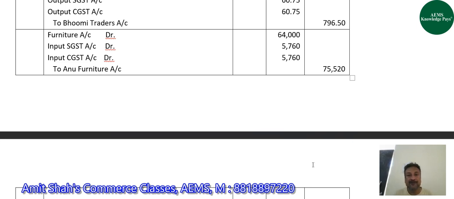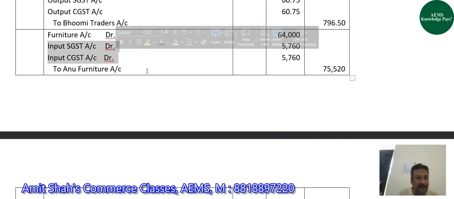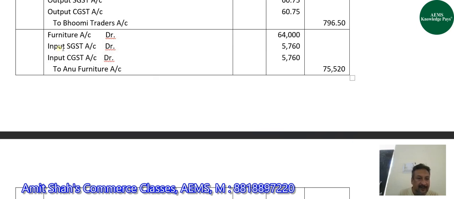Now we have to post this transaction in different accounts. We need to make furniture account in our ledger and Anu Furniture account. Why? Because they are not there as of now. So as of now, I'm first doing the posting of input SGST and input CGST account. On the debit side of input SGST account, we will write to Anu Furniture account with 5,760.